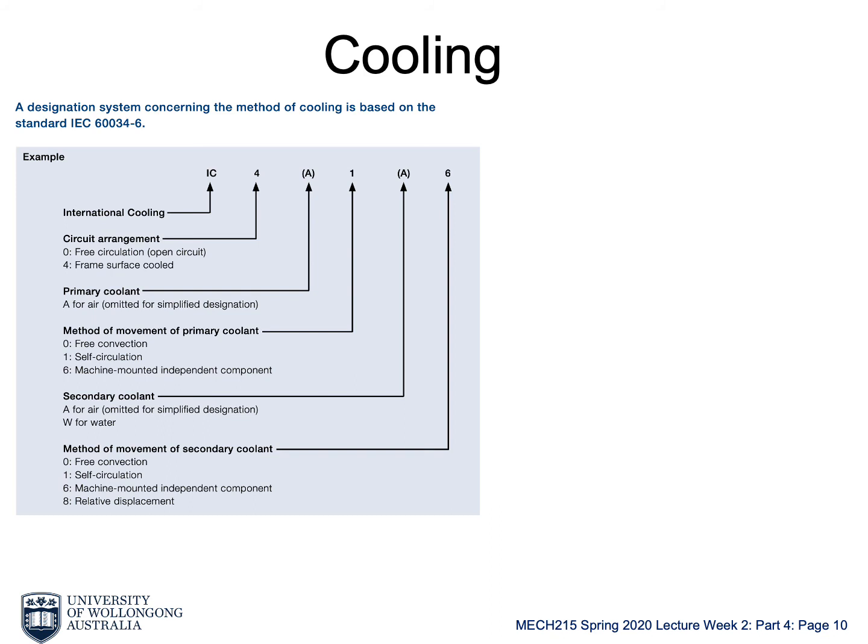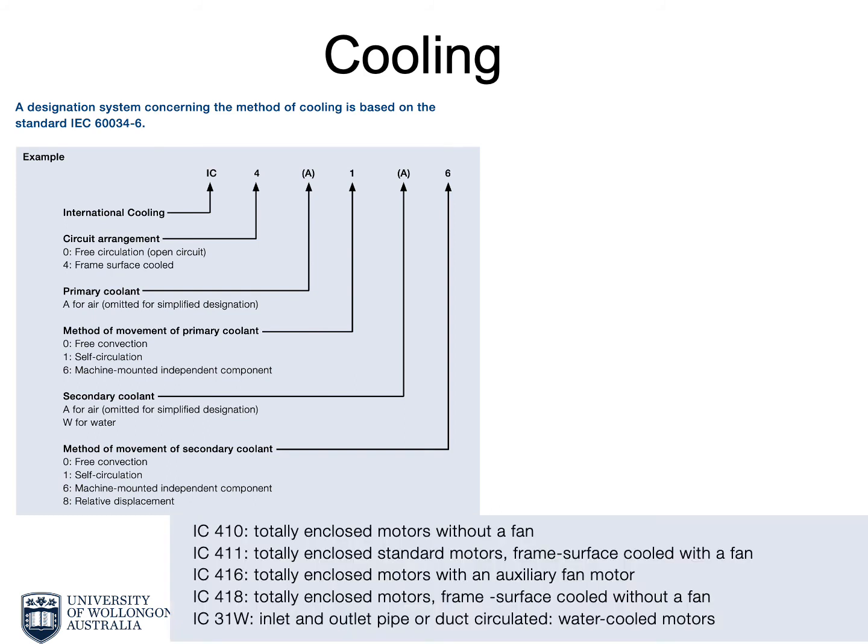Also, the cooling has a certain international standard. We use an IC code to define the way of the cooling, and it's followed with a number, either 0 or 4. 0 is free circulation, meaning it's an open motor, and 4 means it's an enclosed motor, so the surface cooling. And then there's a number, 0, 1 or 6, which defines a different primary cooling condition. Then there's a number from 0 to 8 to define its secondary cooling condition. Then these 3 numbers together define how the motor is cooled.